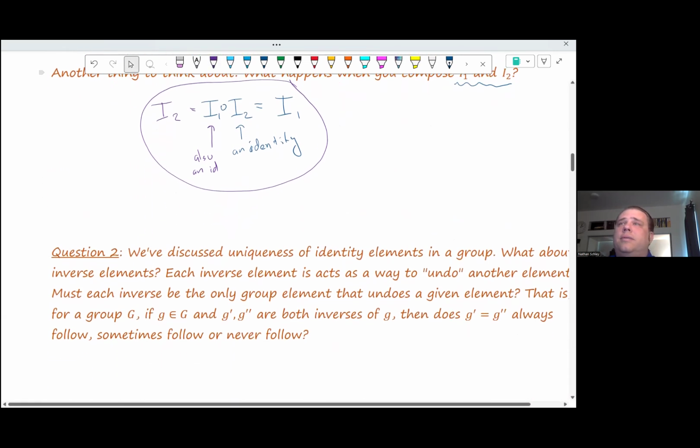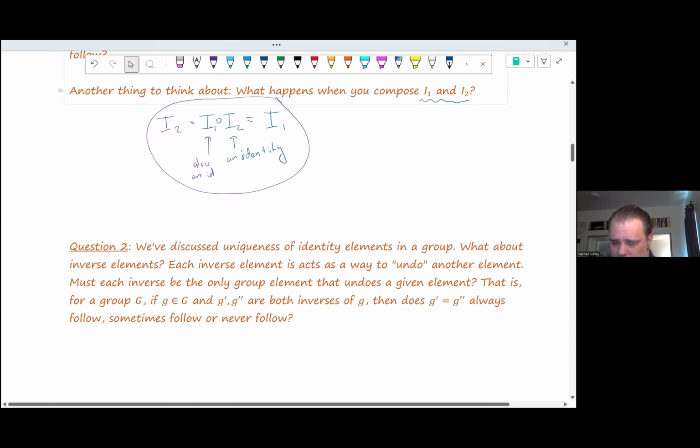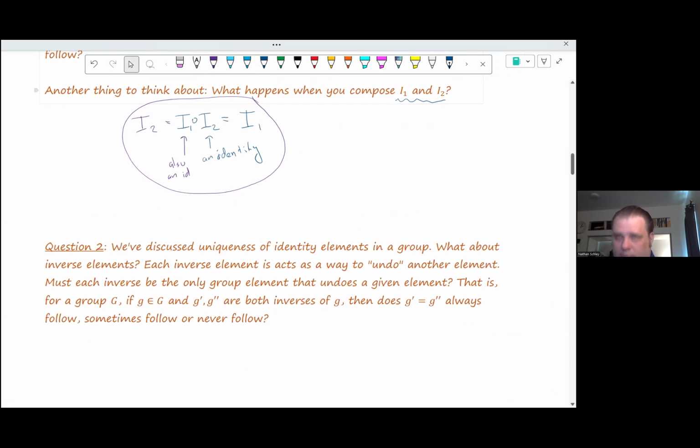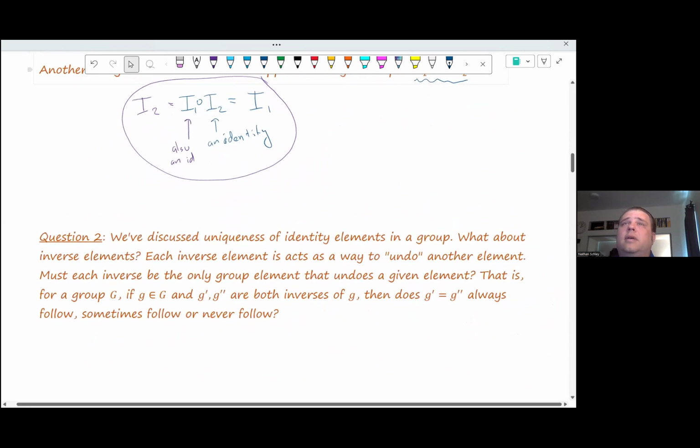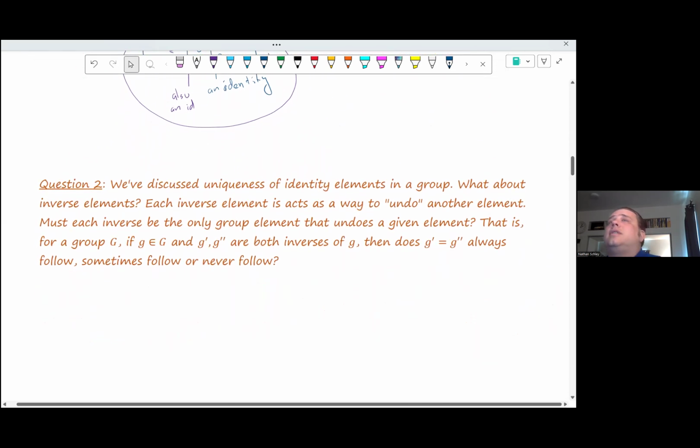Now going on to a second question. Maybe I should zoom out a little bit. There we go. Zoom in a little. Okay, so we just discussed uniqueness of identity elements in a group. What about inverse elements? Each inverse element is X, a way to undo another element. Must each inverse be the only group element that undoes a given element, right?